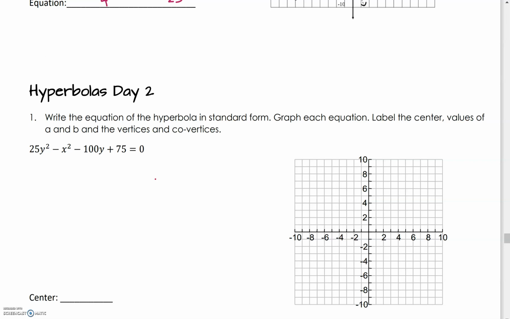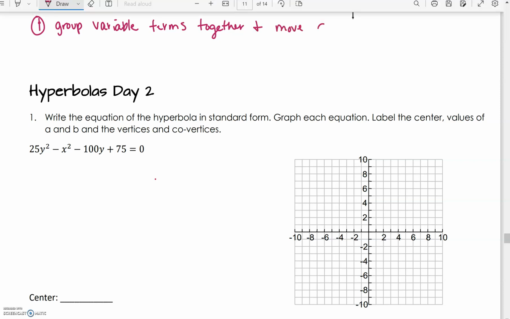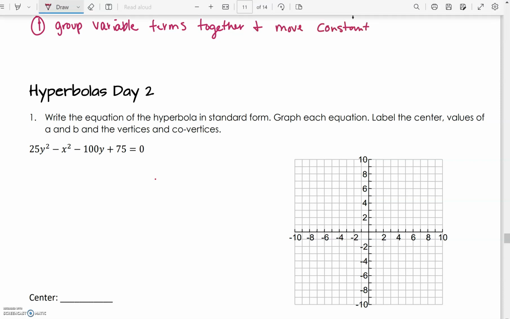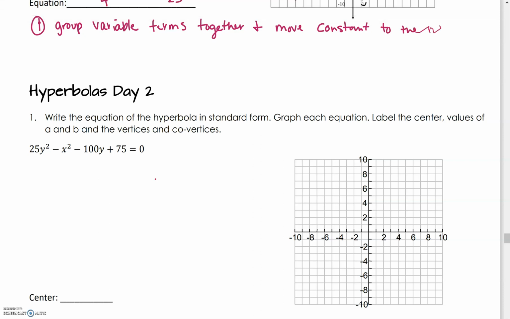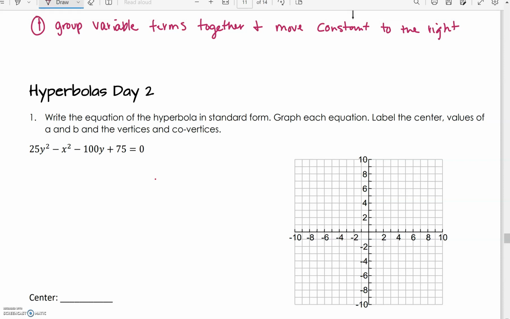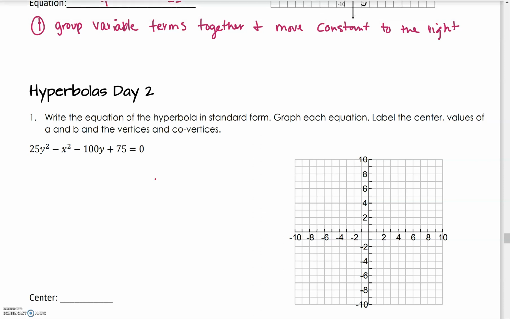In day 2 of hyperbolas, we're going to go ahead and complete the square. So we'll kind of do our number system here. We're going to group variable terms together and move the constant to the right, like we've been doing with circles and ellipses and now hyperbolas.